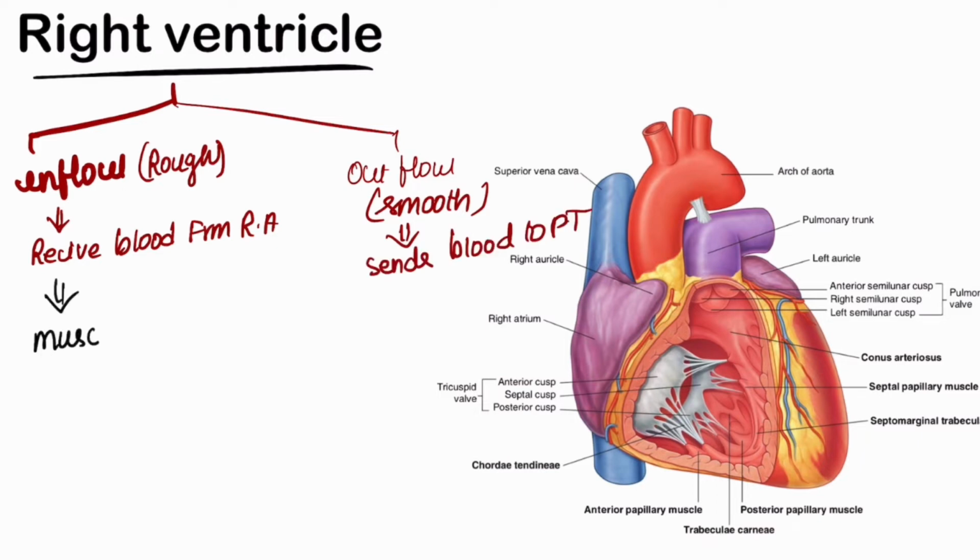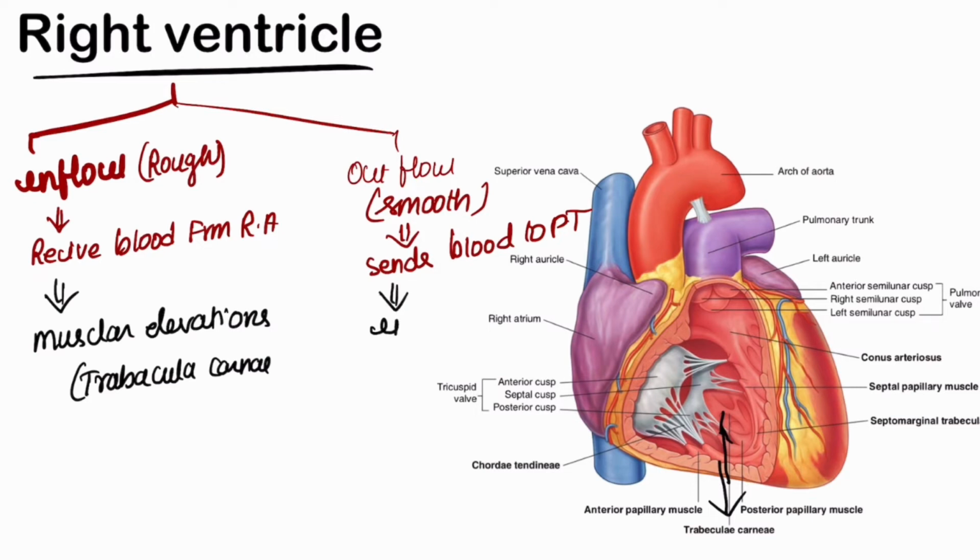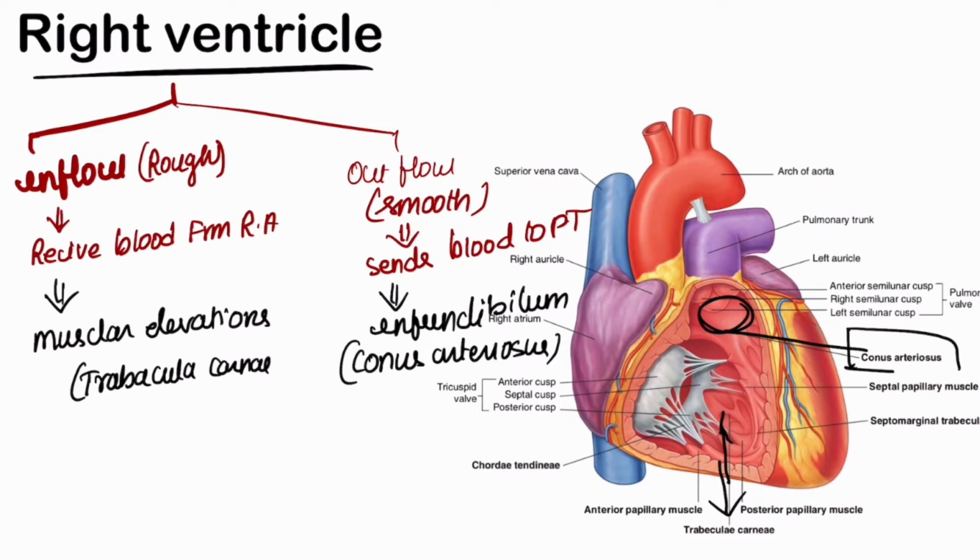This inflow part has muscular elevations known as trabeculae carneae. This is the inflow part here, which is very rough. These are the trabeculae carneae. The irregular ridges here are known as the trabeculae carneae, and the outflow part is smooth. It is formed by the infundibulum, which is also known as the conus arteriosus. This is the smooth part here. This is known as the conus arteriosus.